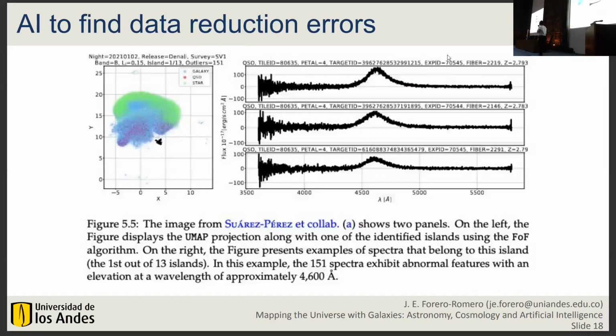I love this one because this is more related to really replacing a human, and replacing a human in the good way. One aspect of running a survey is making sure that everything is working out properly. And sometimes this involves doing visual inspection. So you take the data, you reduce the data, and at some point, a human has to look at this spectrum and say, does this look okay or not?